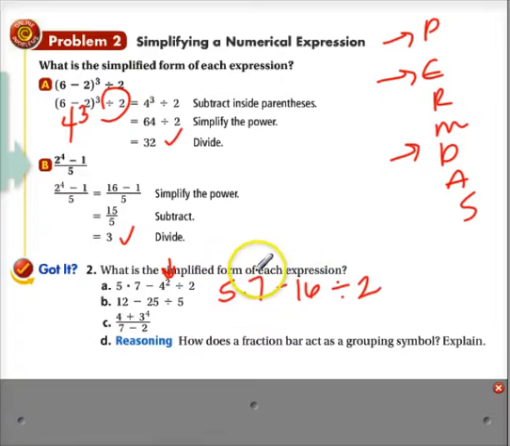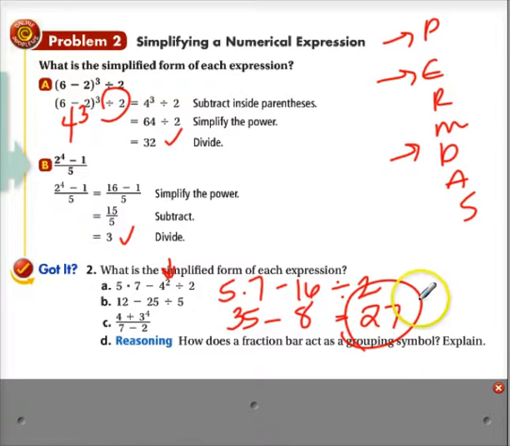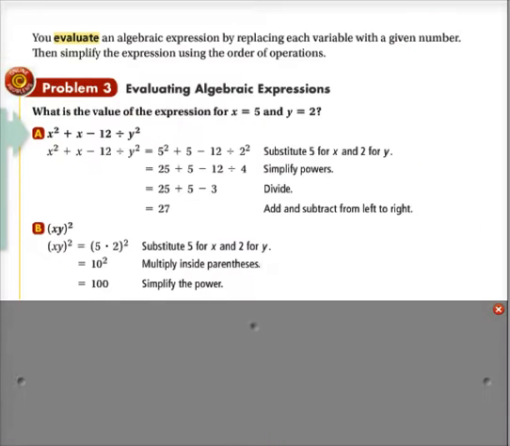I have multiplication, subtraction, division. I'm going to do my multiplying first, so that's 35. 16 divided by 2, I have to do division first, so that's 8. 35 minus 8 is 27. So really important to remember those order of operations.